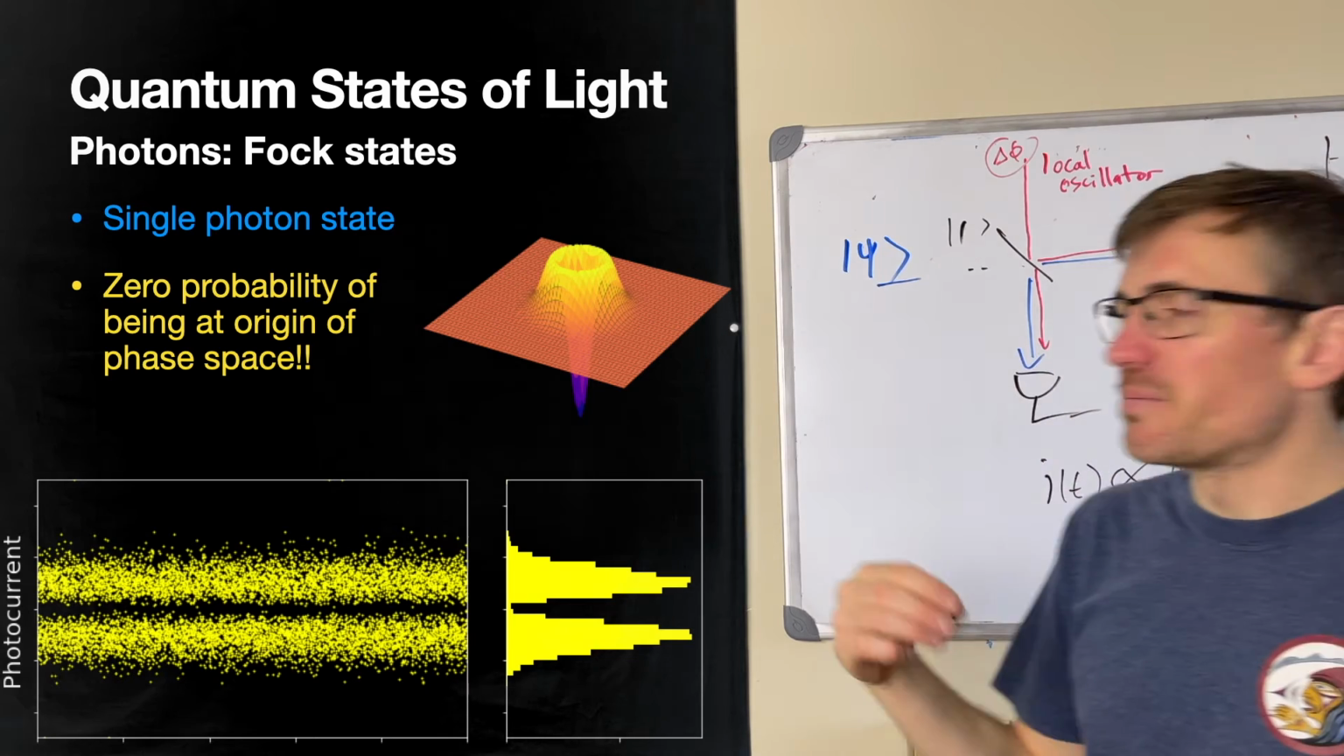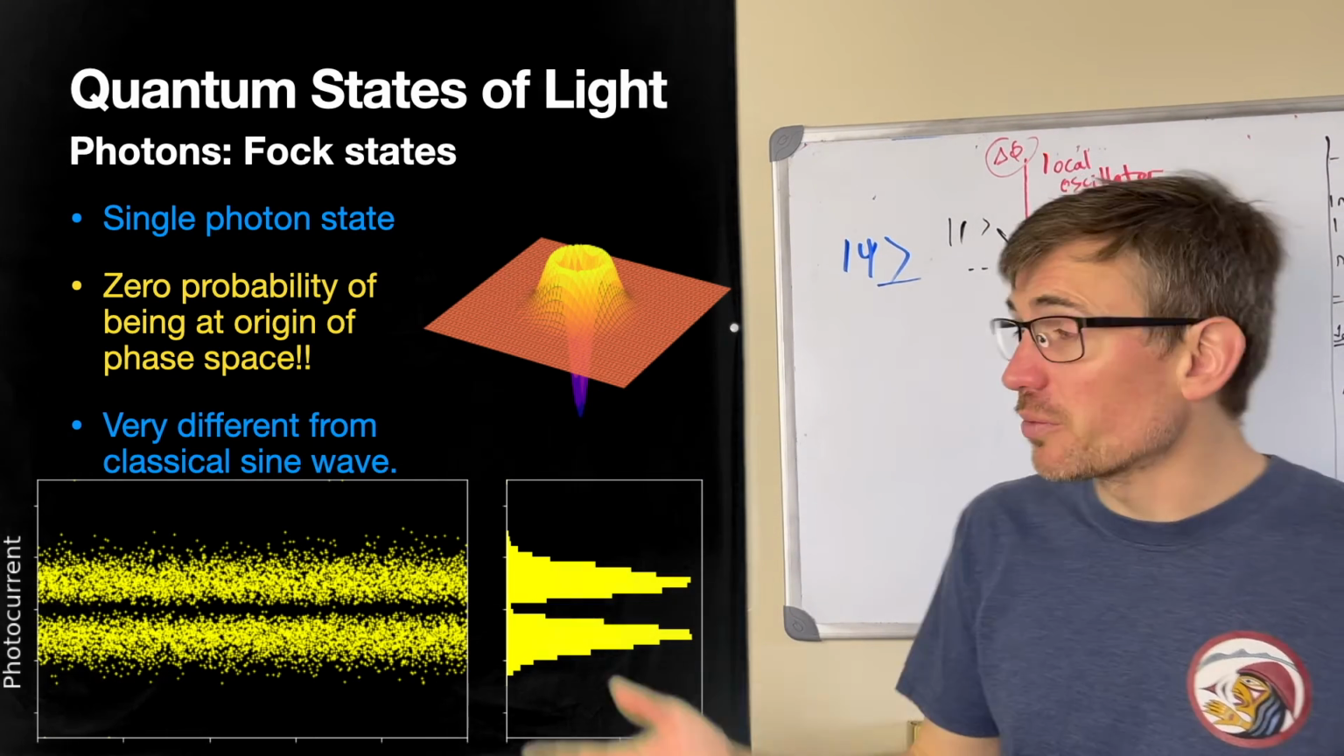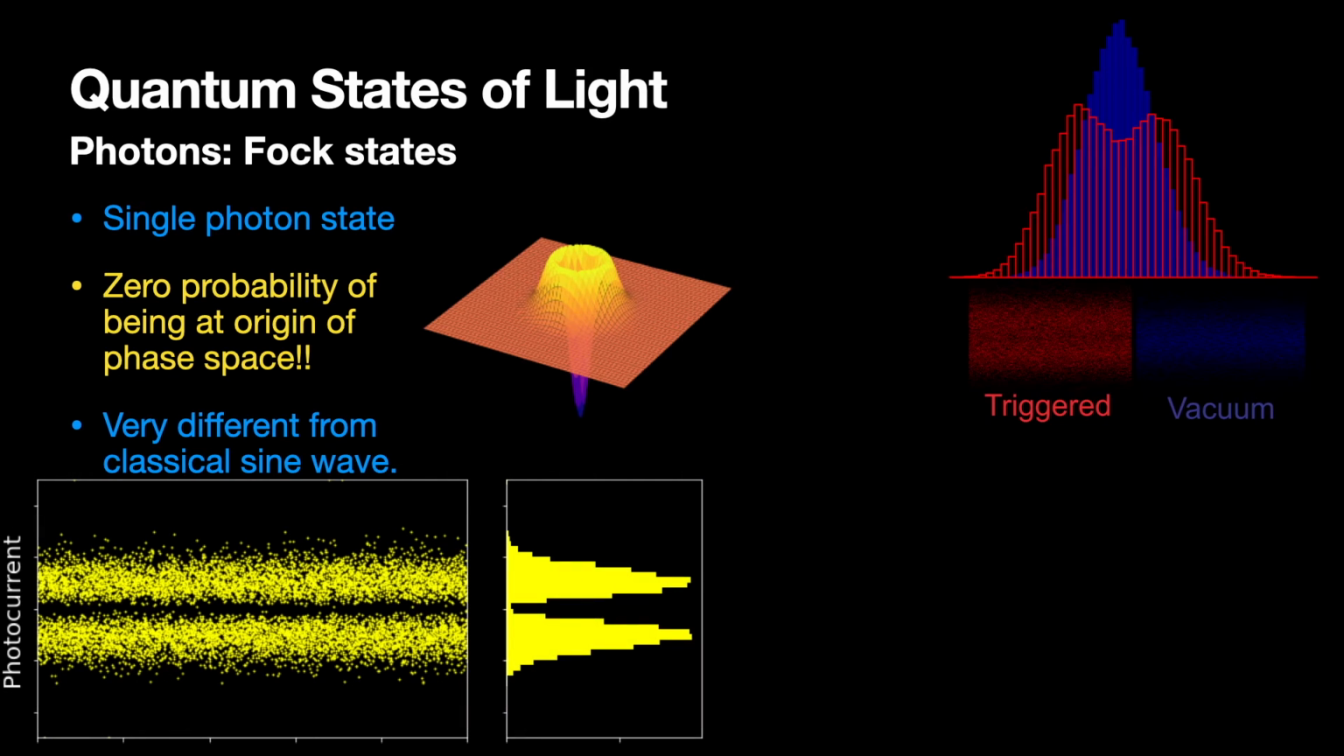So what we actually see is a mixture of vacuum and photon. Here's some real data from a previous experiment I did measuring single photon states and the Wigner function of it. On the left, triggered means that we've gotten a signal from our system that there's a photon there, and in the blue is the standard quantum limit, the background that we've measured for the vacuum state.